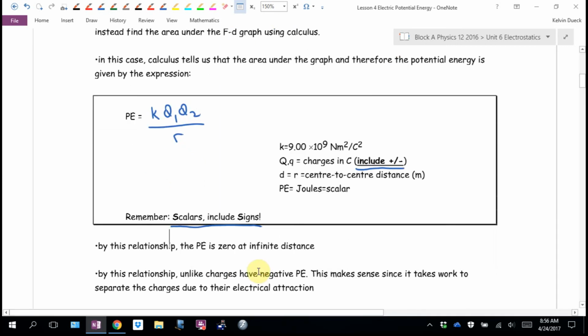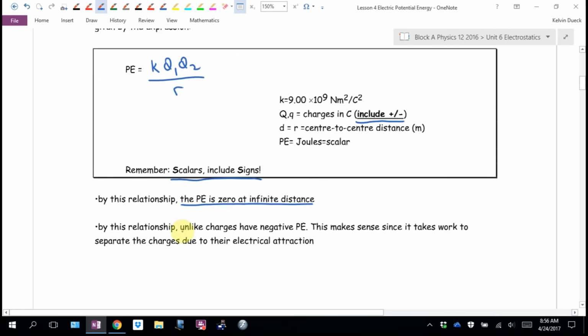Oh, by this relationship, the potential energy is 0 at infinity. If you take the limit as r approaches infinity, for those of you in calculus, you'll get 0. By this relationship, unlike charges will have negative potential energy, which makes sense because to get them out to 0, you have to add energy. They don't want to move out to 0. They want to be attracted towards each other.